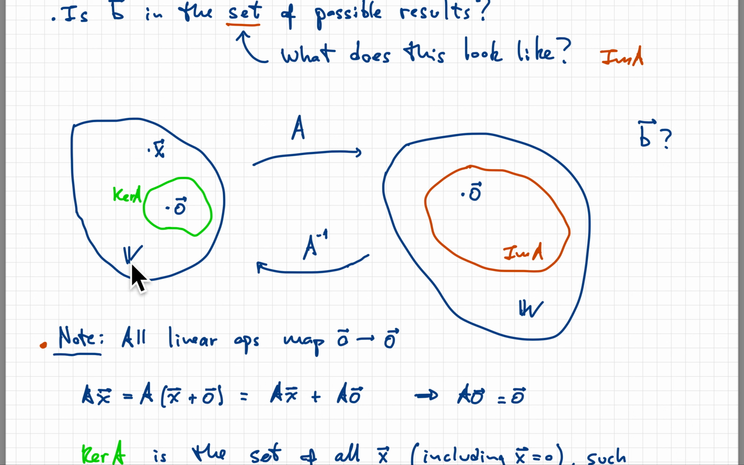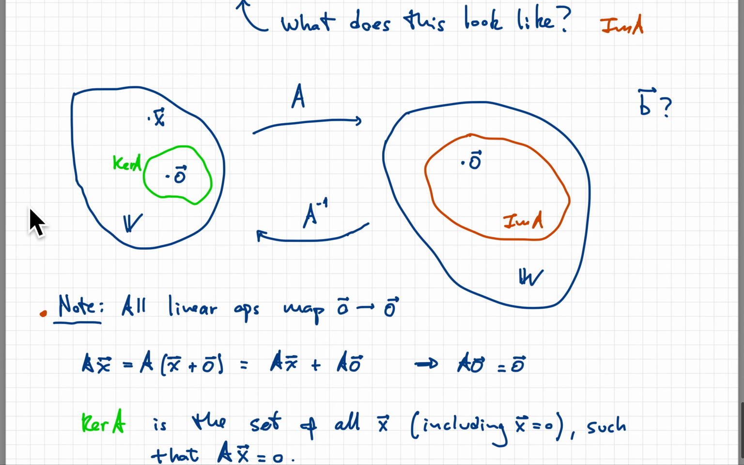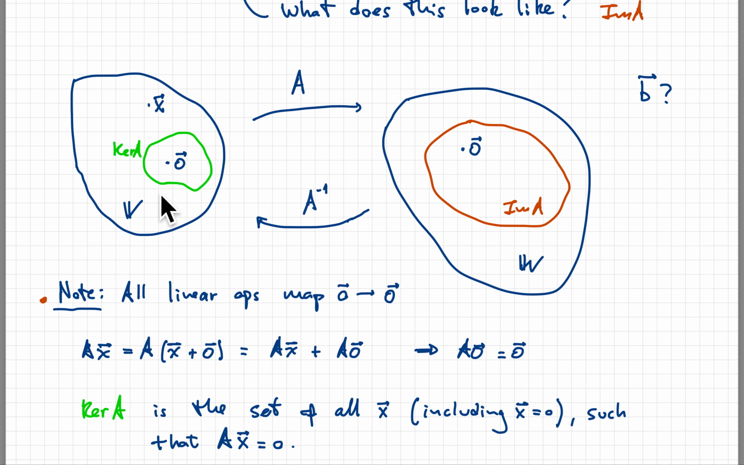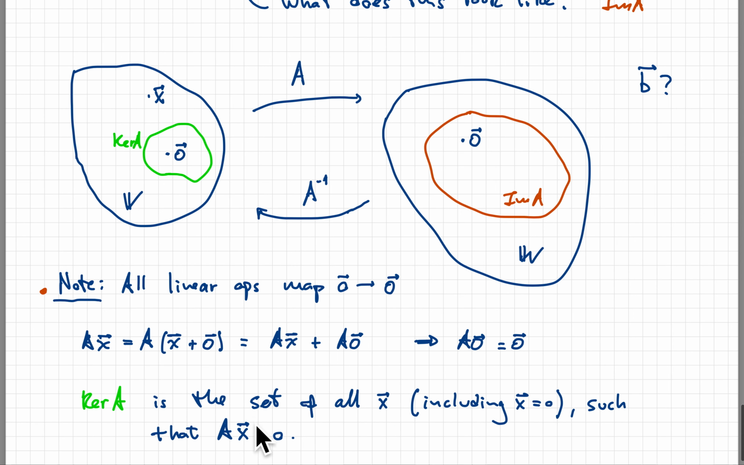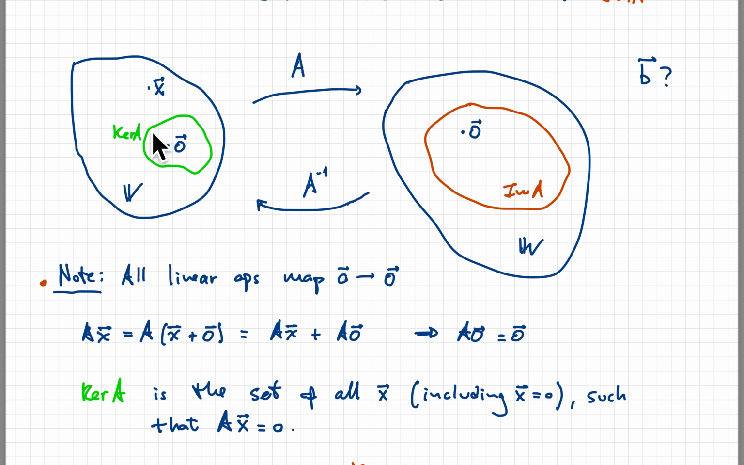So the 0 is always in the domain, and it is always in the image of A, for sure. Now there may be more vectors that are mapped onto 0. That may be possible as well, and that is a very important set of the domain. It's called the kernel. The kernel is the set of all possible x's, including the 0, of course, such that Ax is equal to 0. All this set here in green, which includes the 0, is mapped by A onto just the 0 vector. Everything else is generally mapped somewhere onto the image of A, and then maybe some other stuff is left behind in your bigger space.